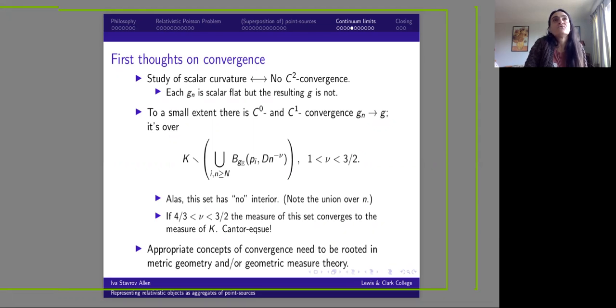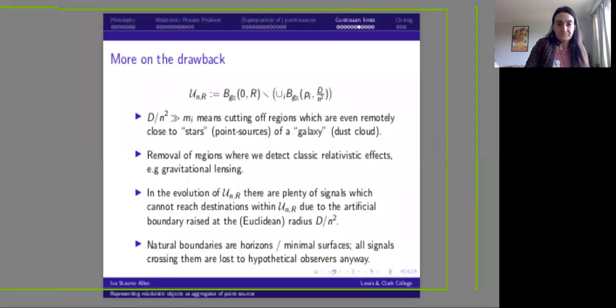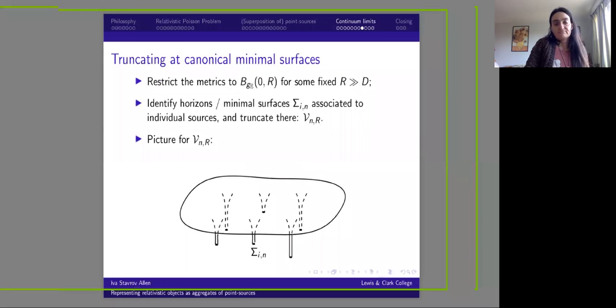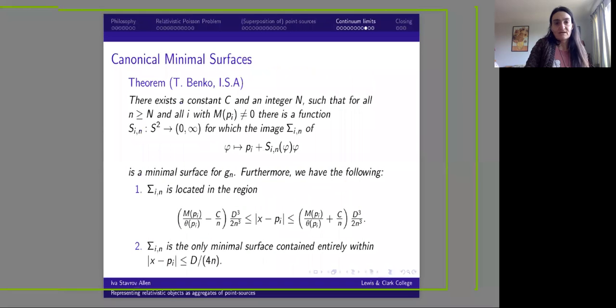And even if you look at where you might have C0 or C1 convergence, the sets on which you have them are very Cantoresque in appearance. And this is all to say that at the end of the day, you have no choice but to examine convergence that is based on techniques from metric geometry and geometric measure theory. And so I'll skip a couple of slides. Unfortunately, I don't have the time for that.